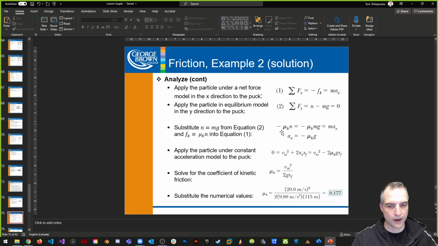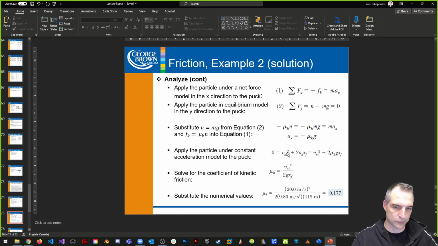And if you move things around, you can figure out that the coefficient of kinetic friction is the initial velocity across the x-axis squared over 2 times gravity times the distance on the x-axis. This is what this is here. And if you want to find out the coefficient of kinetic friction across a surface like this, you can use this equation because it's going to be the same. And now you sub in the initial velocity.